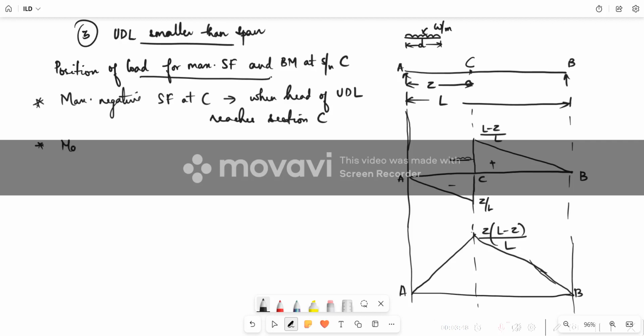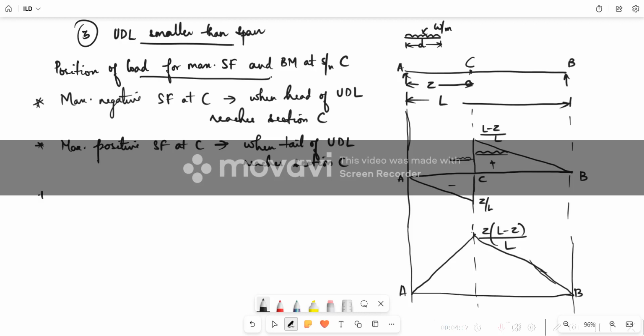Similarly, you can guess that the maximum positive shear force at C happens when the tail of the load, isn't it? When the tail of UDL reaches or crosses section C. So the tail has reached the section C. It looks like this: the whole load has crossed C and the tail is exactly at C.